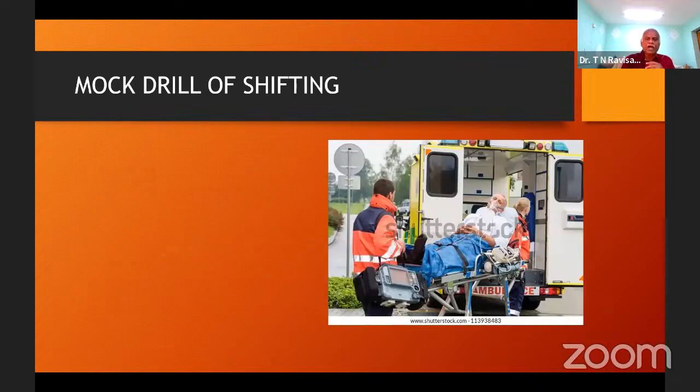It is very important to have a mock drill of shifting patients in the hospital at least once in 3 months. NABH accreditation insists on such a mock drill happening, because if this is not being done regularly, your ward boys and your sisters might lose some of the techniques that need to be used during the transfer of patients.